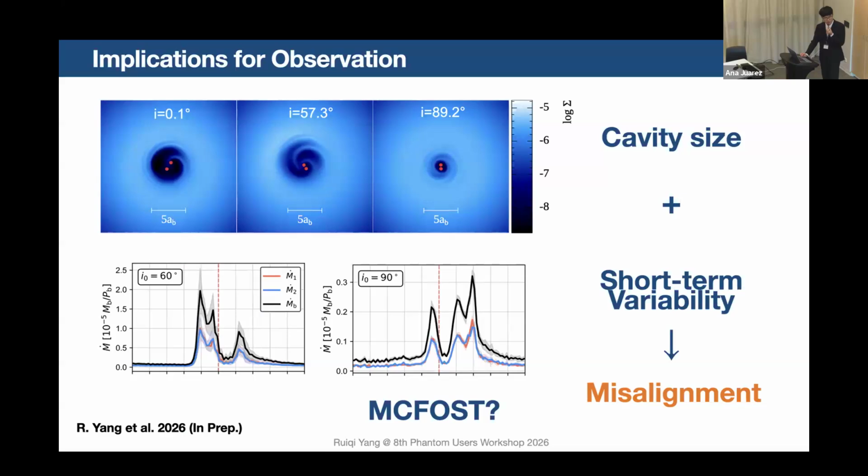Also, the misalignment can affect the morphology of the circumbinary disk. With increasing misalignment, the cavity size is shrinking. So we hope that in the future we might combine the cavity size and short-term accretion variability to help constrain the system's misalignment, and we might use MCFOST to generate synthetic images or light curves to do that.